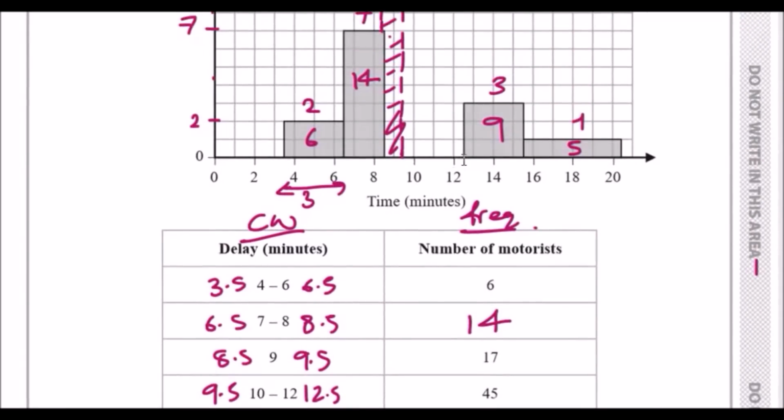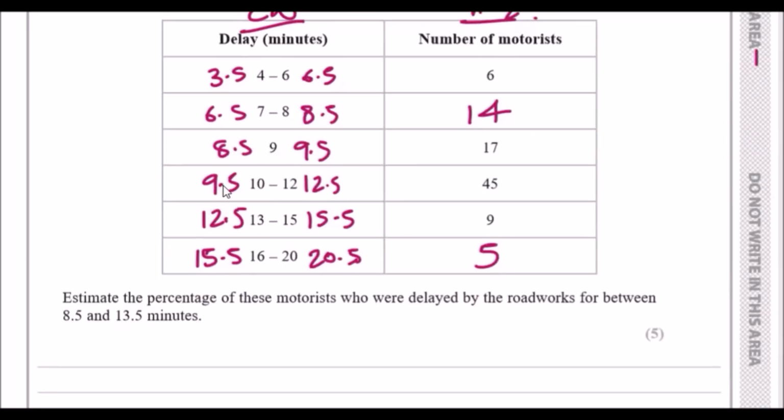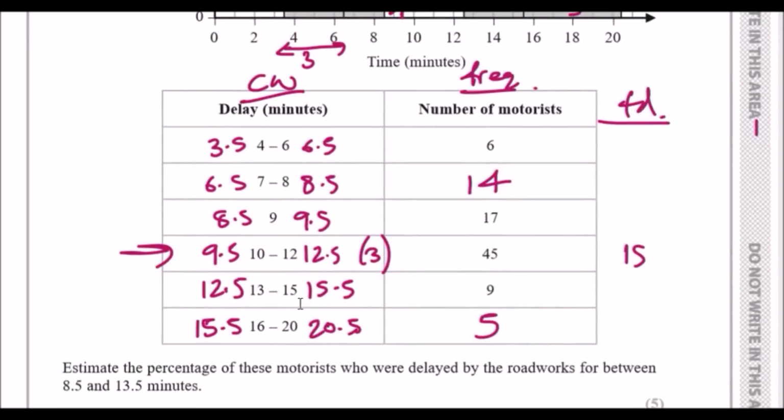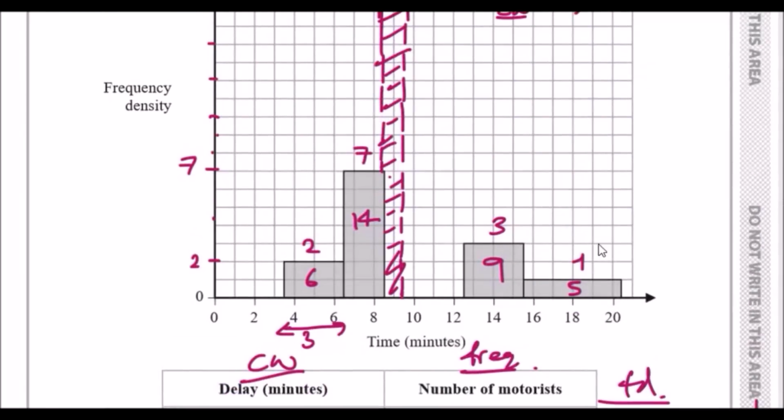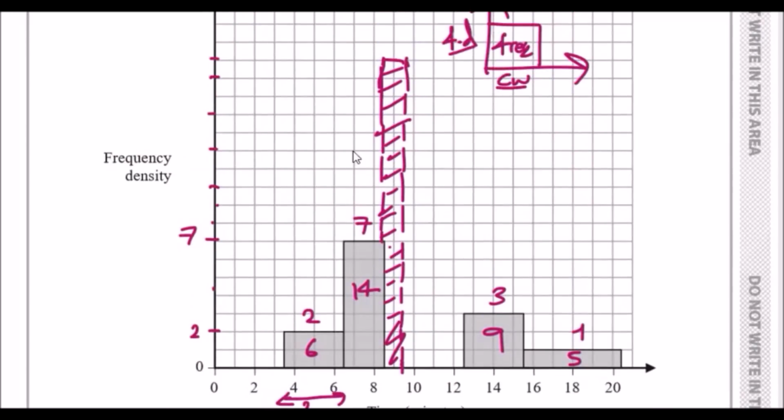Between 9.5 and 12.5, which is this column here, we know we have a class width of 3, and the area is 45. So 3 times something is 45, well, it'll be 15. So the frequency density, I should have put it here. So 3 times 15 gives us 45. So we need a height of 15. So the width is 3, from here to here, and a height of 15, which is about here. So let me label this 15, and this was 17.